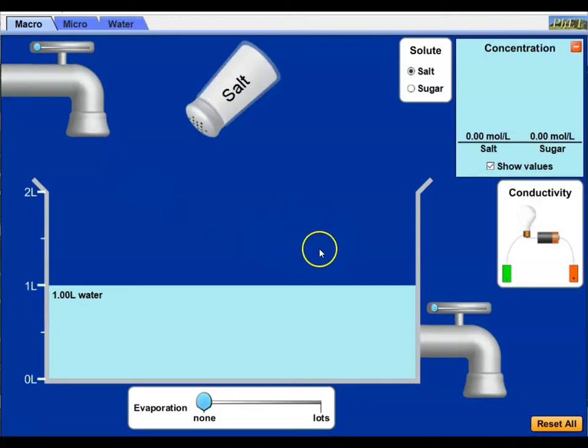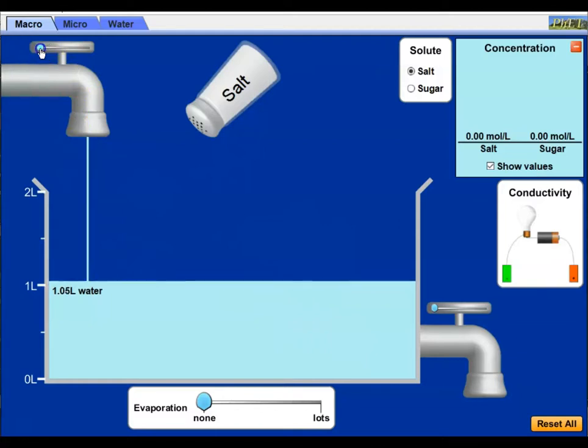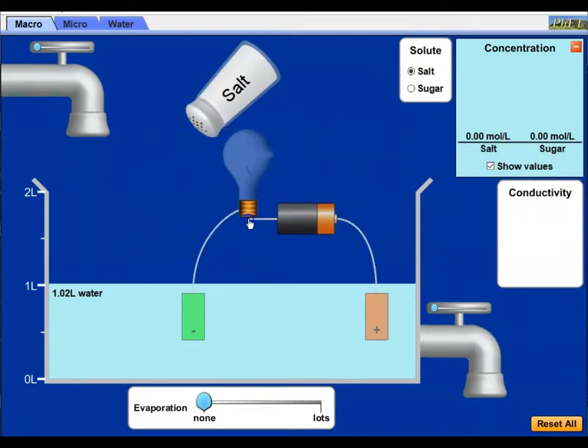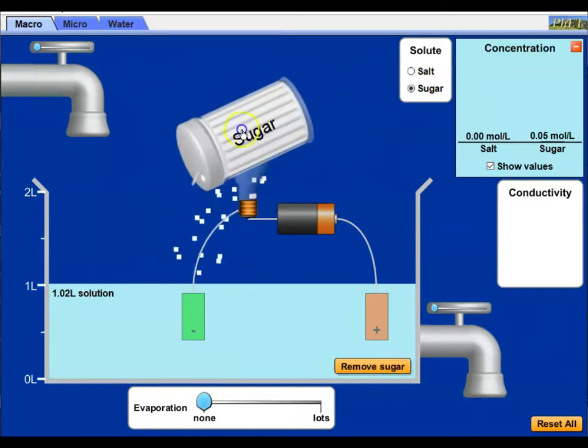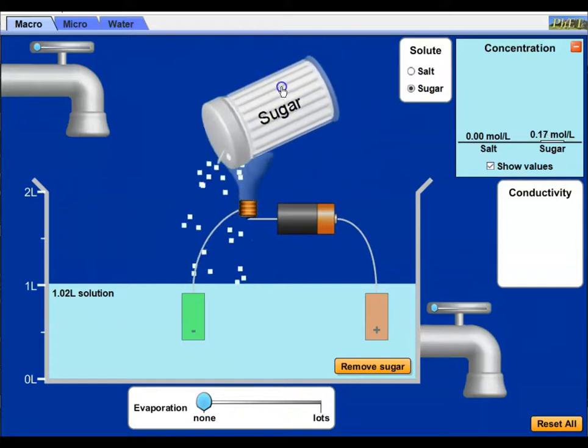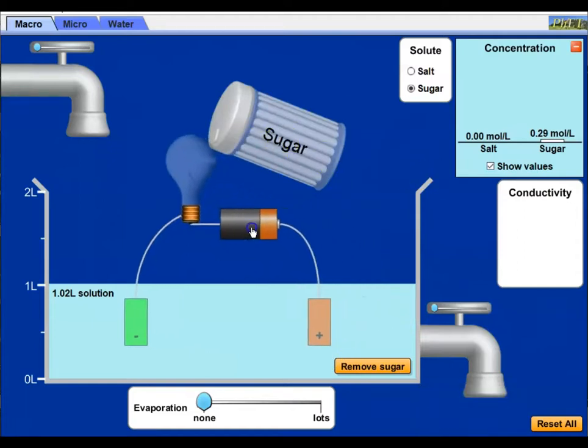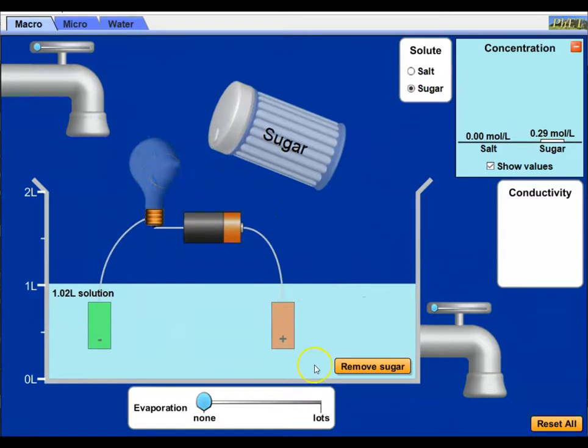So at this point, I usually use this PhET simulator. What I have here is a beaker of water, and I can let more water in and let water out. I can decide whether I want to put in salt or sugar. This will show me my concentration, and I can also show whether or not it's conducting electricity. So I'm going to bring over my electrodes, and I'm going to shake in some sugar first. I'm going to keep shaking in sugar till it's empty. And you'll notice that absolutely nothing is happening with my light bulb.